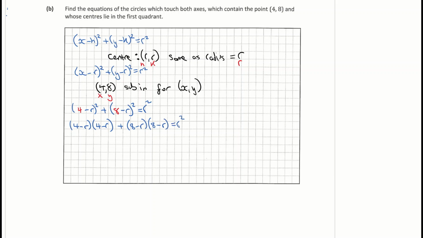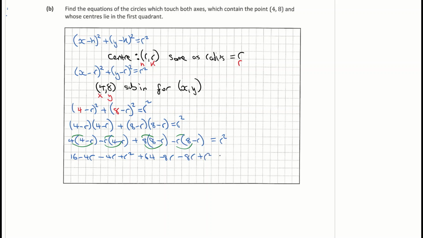And tidying that up, I get first term by second bracket, second term by second bracket, then I'm on to the (8 minus r), so 8 times the second bracket, and that's all equal to r squared. Tidying it up, let's see what we get. I'm going to multiply in this one first. I'm getting 16 minus 4r. Multiplying in the second one, I get minus 4r plus r squared. Then multiplying in the 8 into the (8 minus r), I get 64 minus 8r. And then finally, I multiply in the minus r, and I get minus 8r plus r squared equals r squared.